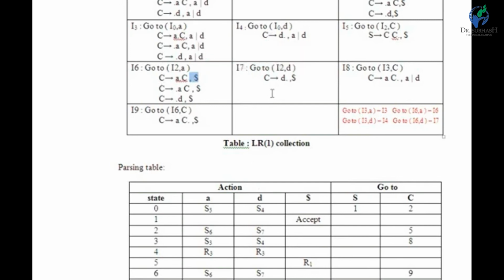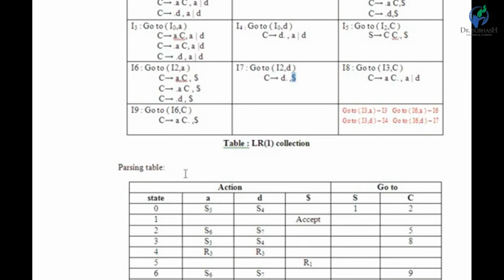Same for I4 and I7: C gives D dot, C gives D dot. Here the lookaheads are A or D, and the lookahead is dollar. So the production is common, so combine these two states. In I8, C gives A C dot, comma A or D. In I9, C gives A C dot, comma dollar. So combine 3 and 6, then 4 and 7, then 8 and 9. According to the production, you have to combine these states.